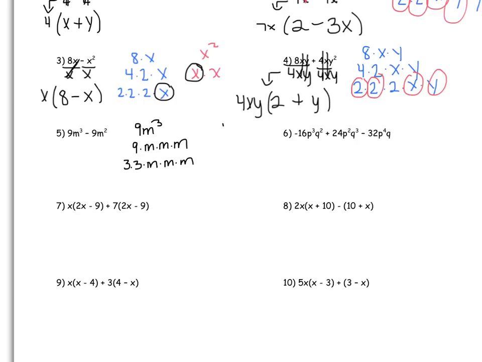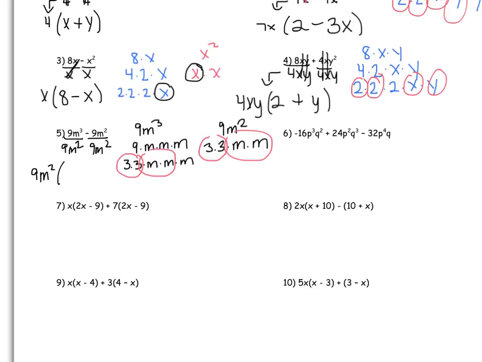Now let's break up the 9m squared. You could do 3 times 3 times m times m. Now see what's in common. I've got 2 3's, 2 3's, 2 m's, 2 m's. So 3 times m would be your GCF, or 9m squared. So we're going to divide each piece by 9m squared. Put the 9m squared on the outside, followed by an open parenthesis, and do some division.